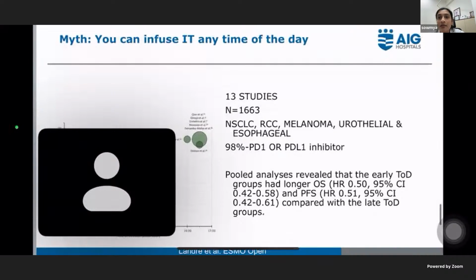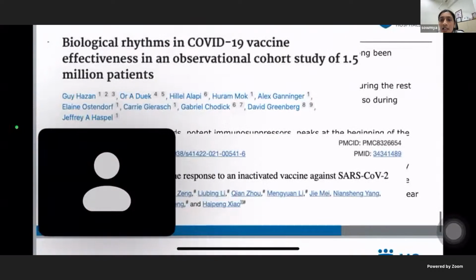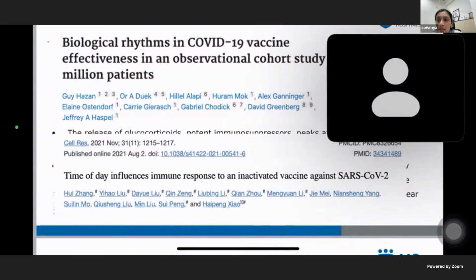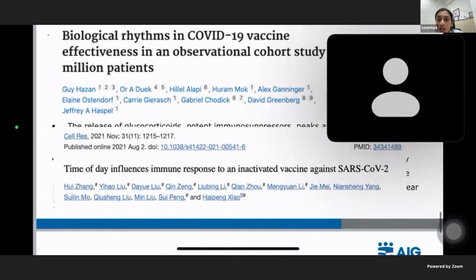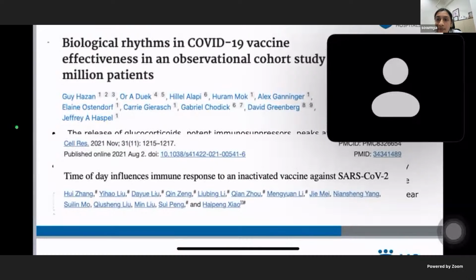The next myth is whether immunotherapy has to be administered at any particular time of the day. In some analyses where immunotherapy was given for lung cancer, RCC, melanoma, urothelial, and esophageal cancers, the pooled analysis of these studies revealed that early time of the day had longer overall survival and PFS compared to late time of the day. The possible reasons could be circadian rhythm and corticosteroid levels in the body.